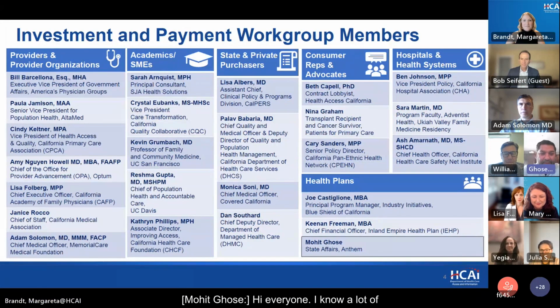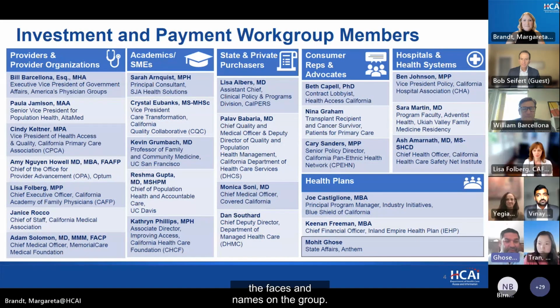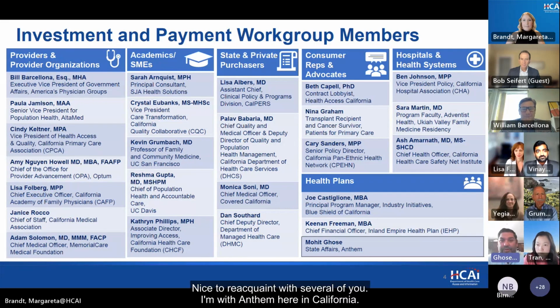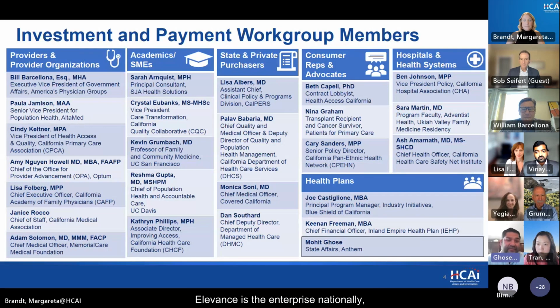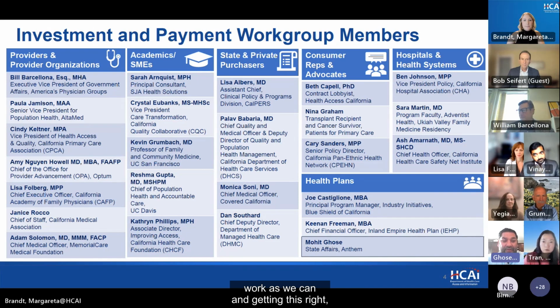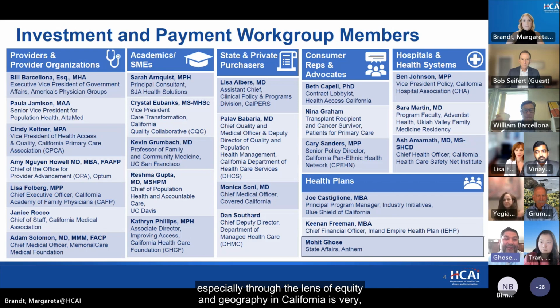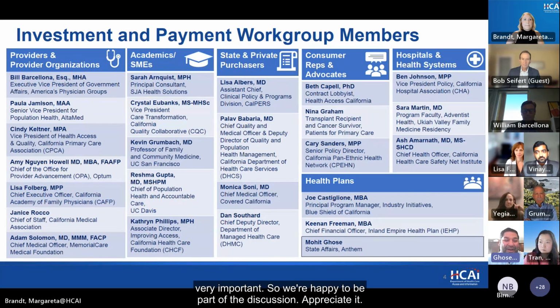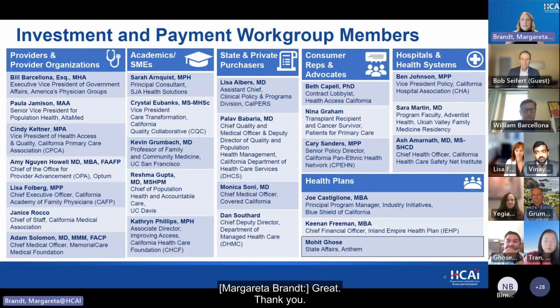Hi, everyone. I know a lot of the faces and names on the group. Nice to reacquaint with several of you. I'm with Anthem here in California. Elevance is the enterprise nationally. Obviously, this is very much a part of our mission. We try to do as much value-based work as we can. Getting this right, especially through the lens of equity and geography in California, is very important. So we're happy to be part of the discussion. Appreciate it. Great, thank you.